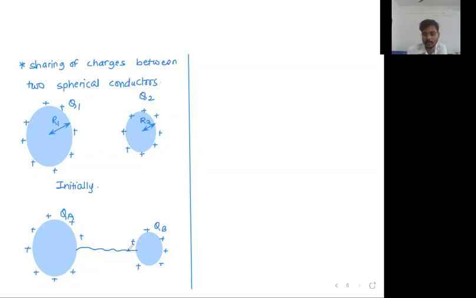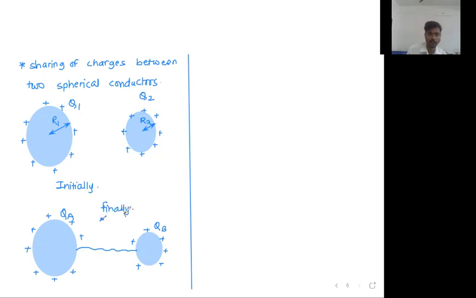But if you join the conductors by means of a wire, this wire is a very good conductor of charge or electricity, so charge always flows from higher potential to lower potential. Initially this situation was there, and this is the final situation.